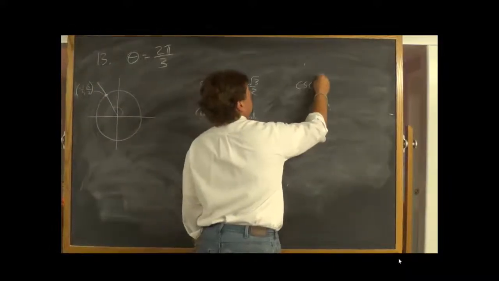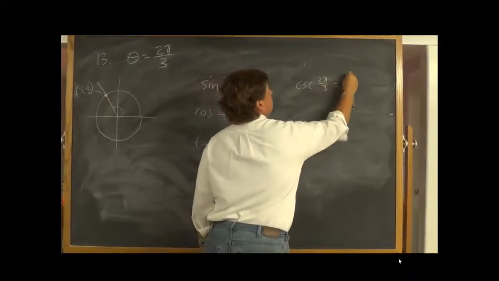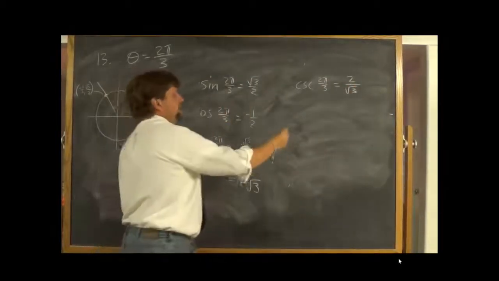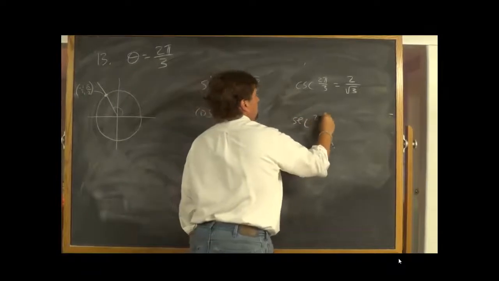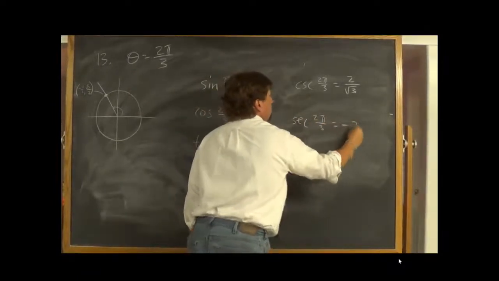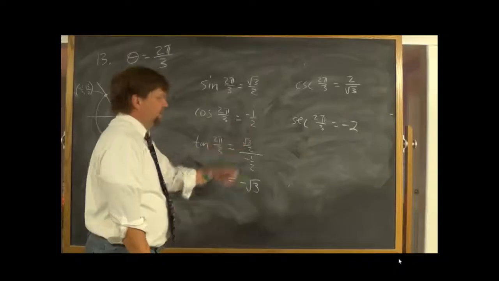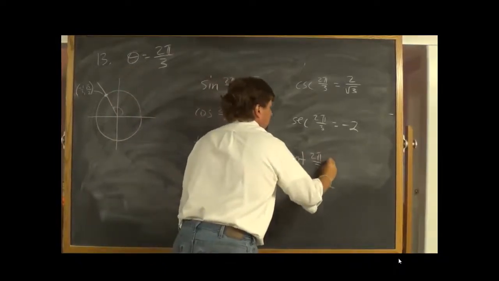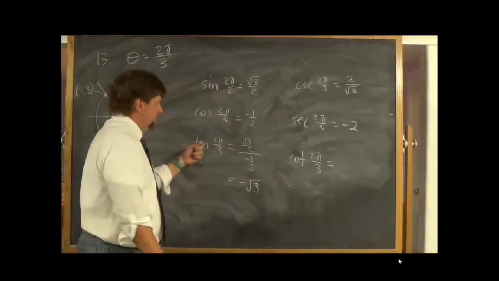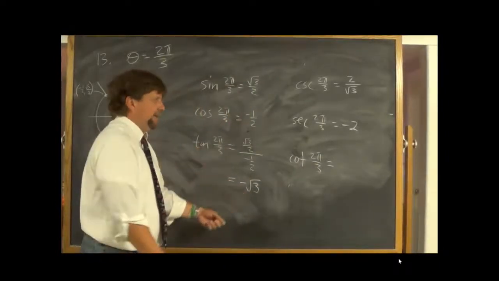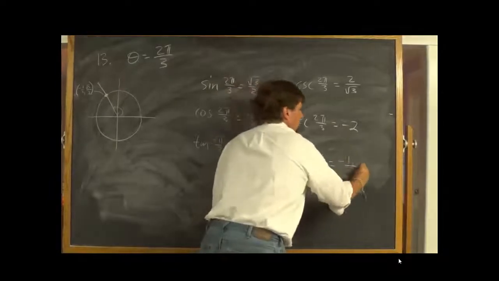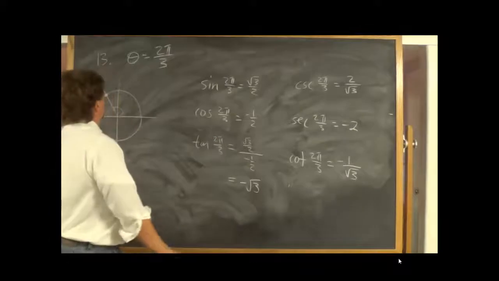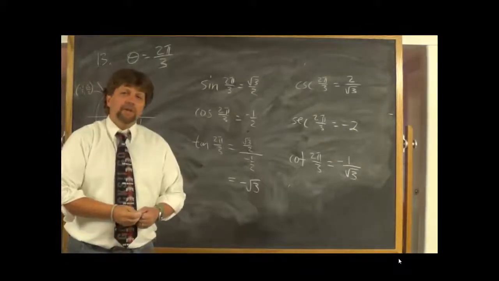Cosecant is the reciprocal of sine. Secant's the reciprocal of cosine. And finally, the cotangent. Cotangent is going to be the reciprocal of tangent, which is negative 1 over the square root of 3. And that was 13. That was the last one on your practice test.